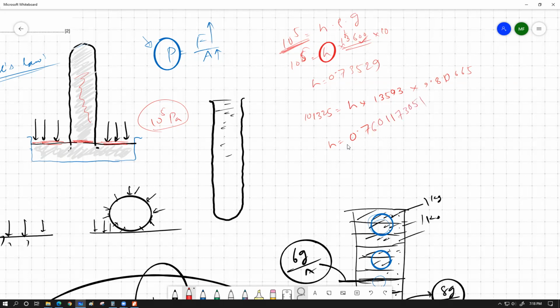0.76011. 73051. Okay. That's a lot of additional places. I'm not sure who is correct, you or Mustafa, but we're going to get a number like this. So the idea is that if you use all the true values, the approximate value for the height, typical height for a barometer, which should be able to hold the atmospheric pressure.